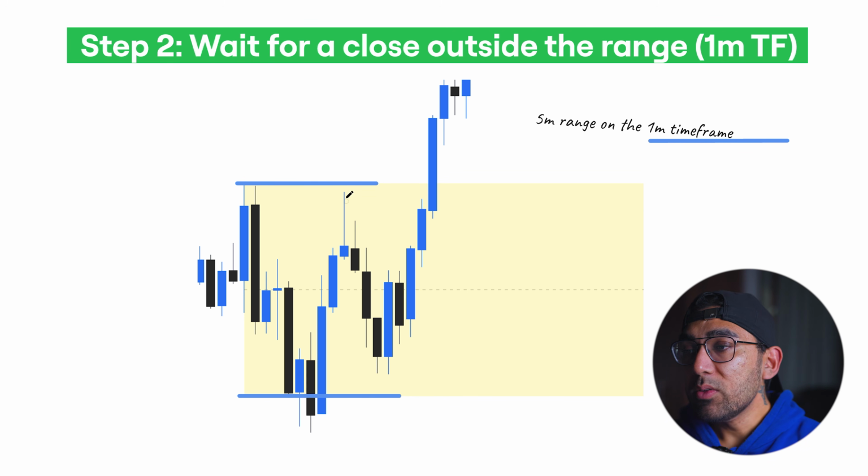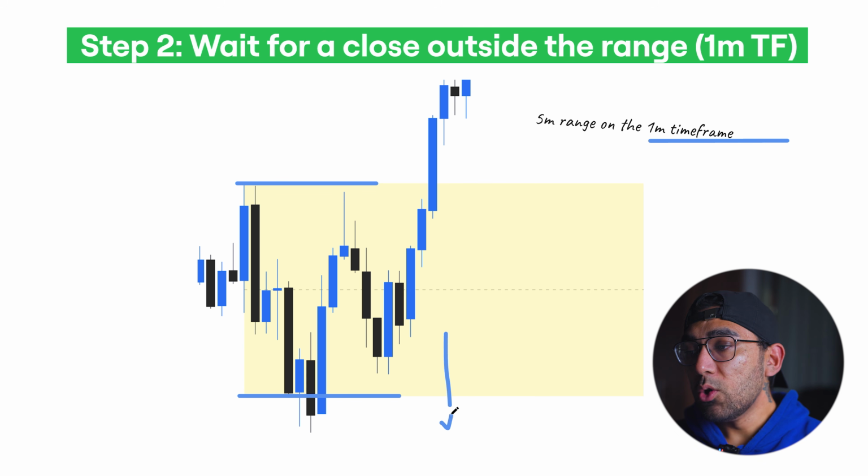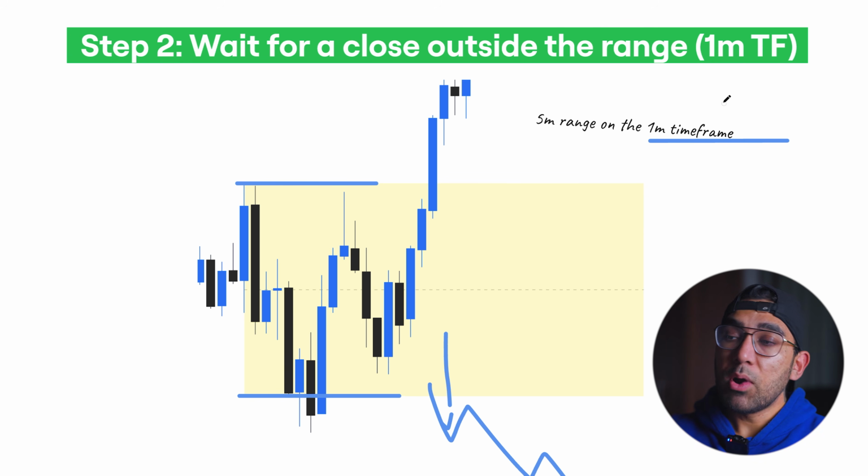So all we want to do is, as soon as one of the sides of the range is broken by the 1-minute candle, that's when we know we can look for an execution. Either you're looking for the range to be broken on the high like it has in this example, or it could also break to the low over here and do something like this. But in this specific example, we're seeing that price has broken to the high of the 5-minute range.